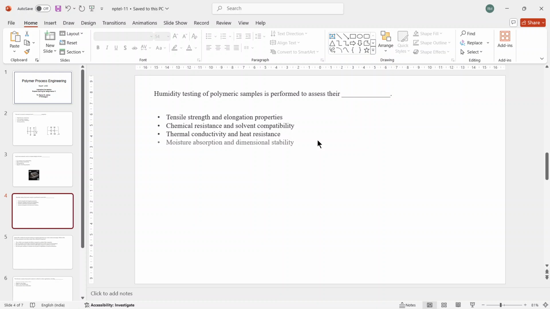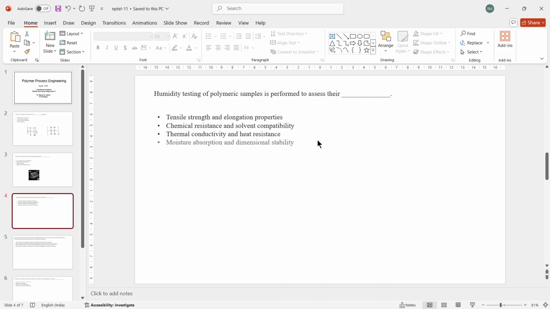And the third one is: humidity testing of polymeric samples is performed to assess which property? So humidity testing actually takes a lot of different parameters to test the humidity performance of a polymer sample. So the tensile strength and elongation properties. Tensile strength and elongation will get affected because of the presence of humidity, but not to that much of a high degree. Then we have the chemical resistance and solvent compatibility. Chemical resistance and solvent compatibility do not fit in the humidity testing regime of the polymeric sample. So that is not the answer for this.